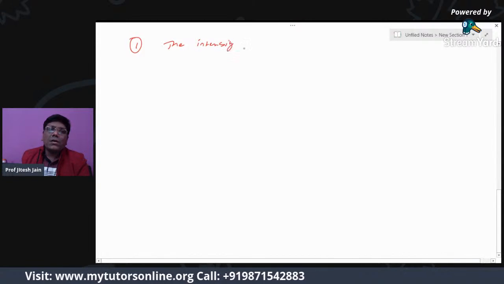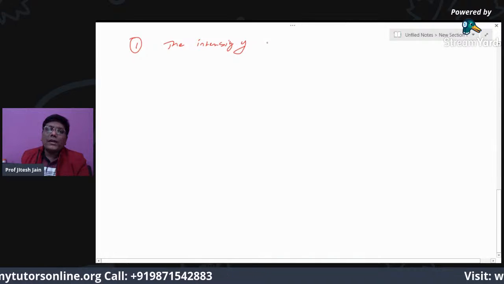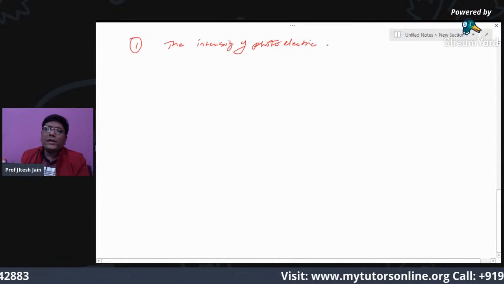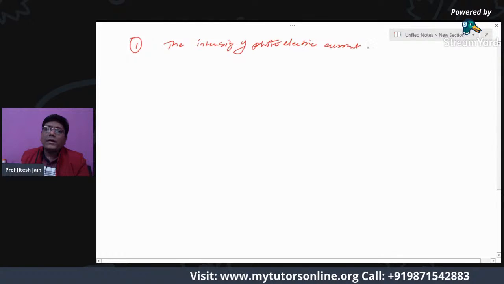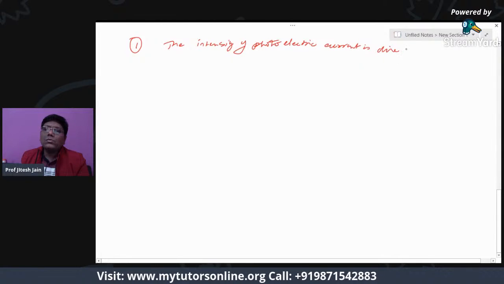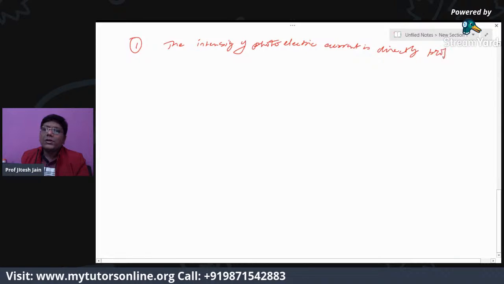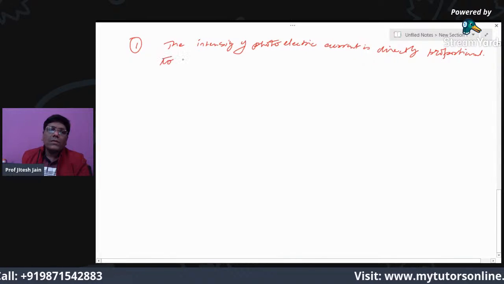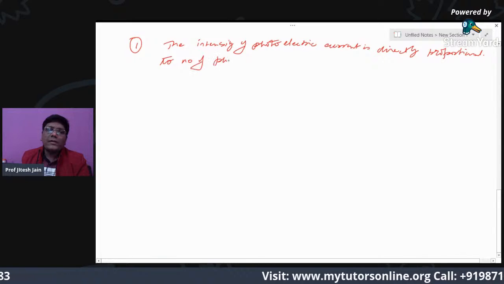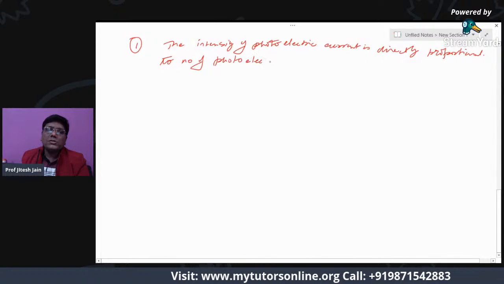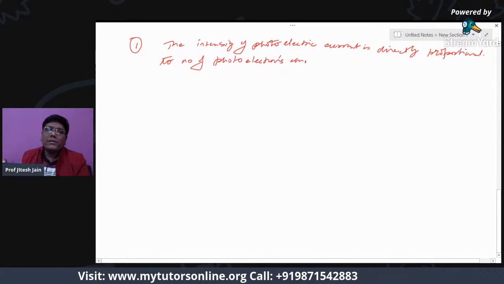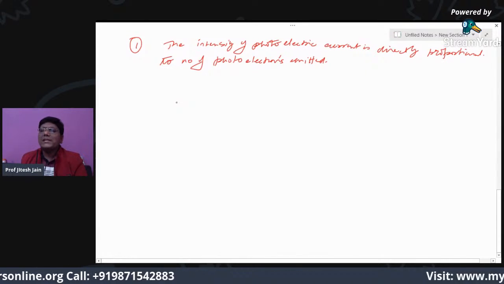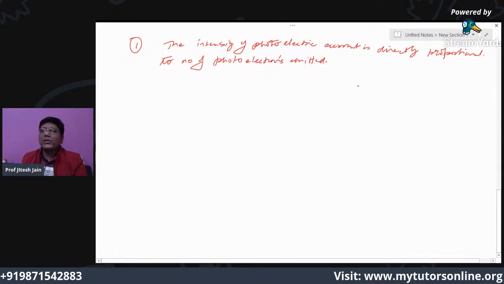the intensity of photoelectric current, right? Photoelectric current is directly proportional to the number of photoelectrons emitted. That means the more photoelectrons are emitted from the metallic surface, the more photoelectric current is produced.